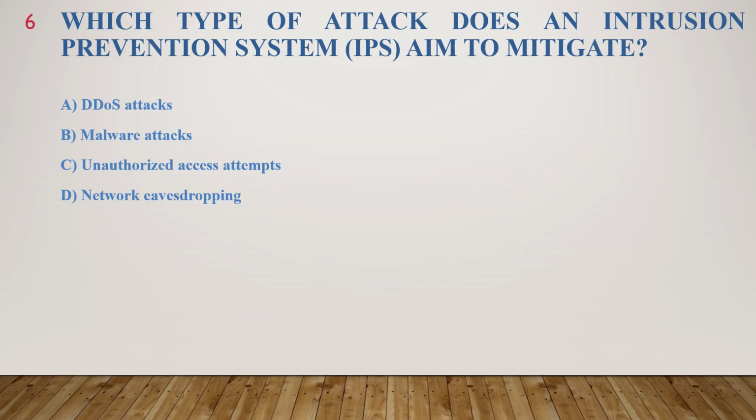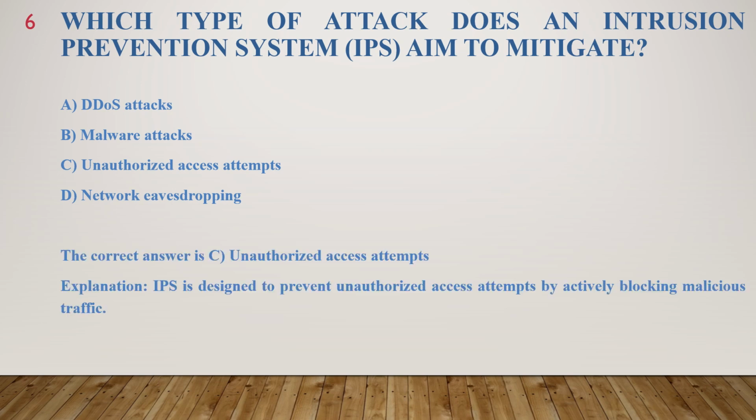Question number 6. Which type of attack does an intrusion prevention system, IPS, aim to mitigate? A. DDoS attacks. B. Malware attacks. C. Unauthorized access attempts. D. Network eavesdropping. The correct answer is C. Unauthorized access attempts. An intrusion prevention system, IPS, primarily aims to mitigate unauthorized access attempts to a network or system.